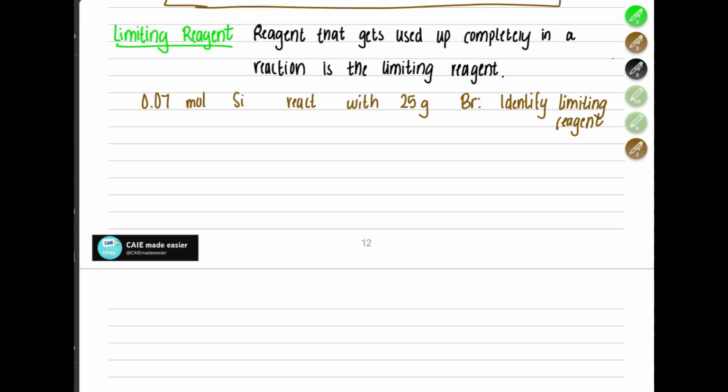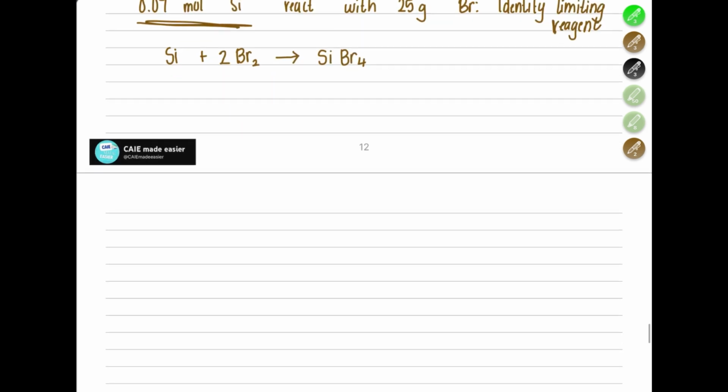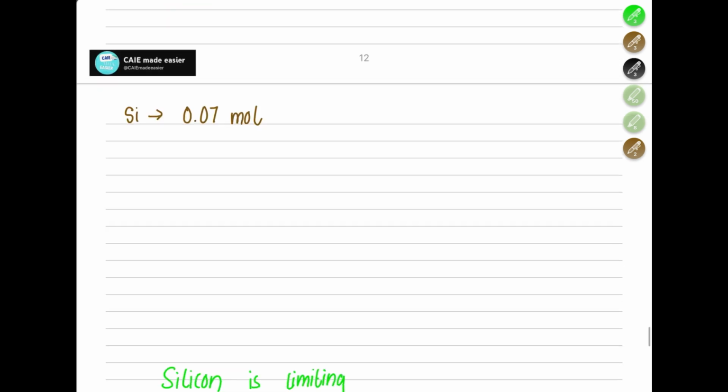So the first step is we have to write a balanced equation. Silicon plus bromine, remember bromine is always Br2, it's diatomic, gives SiBr4. So we need 2 of them here. We wrote down our balanced equation. Now we know that in the experiment, the moles of silicon that reacted is 0.07 moles.